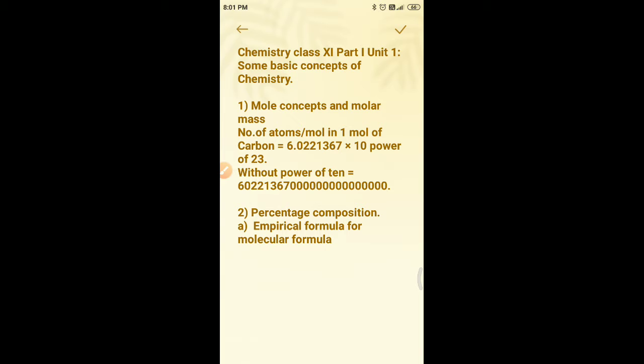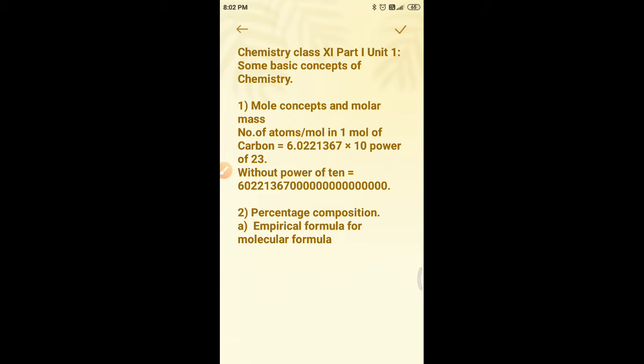So now we should know what is mole. What is 1 mole? One mole is the amount of a substance that contains as many particles or entities as there are atoms in exactly 12 gram of the carbon-12 isotope. I will repeat once again. One mole is the amount of a substance that contains as many particles or entities as there are atoms in exactly 12 gram of carbon-12 isotope. The mole of a substance always contains the same number of entities.